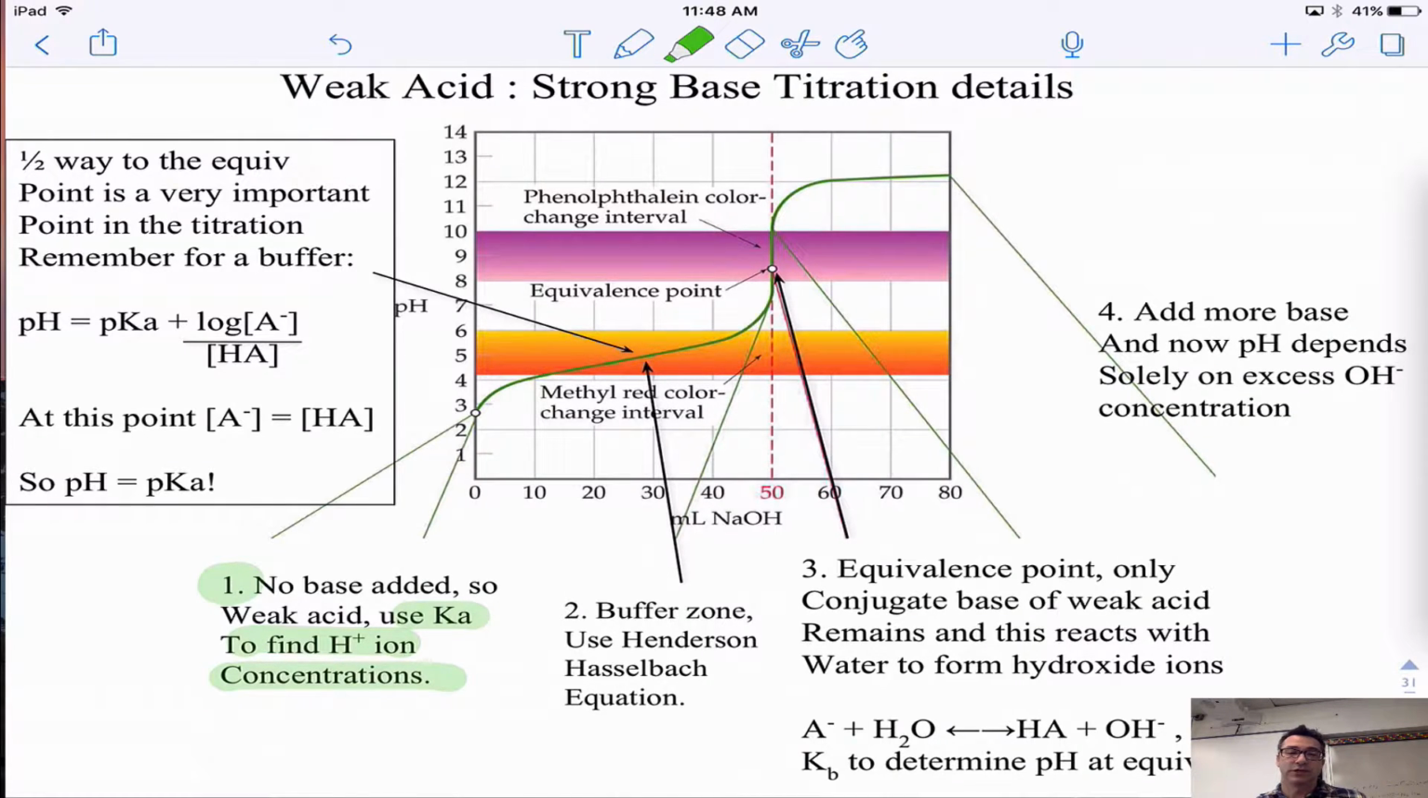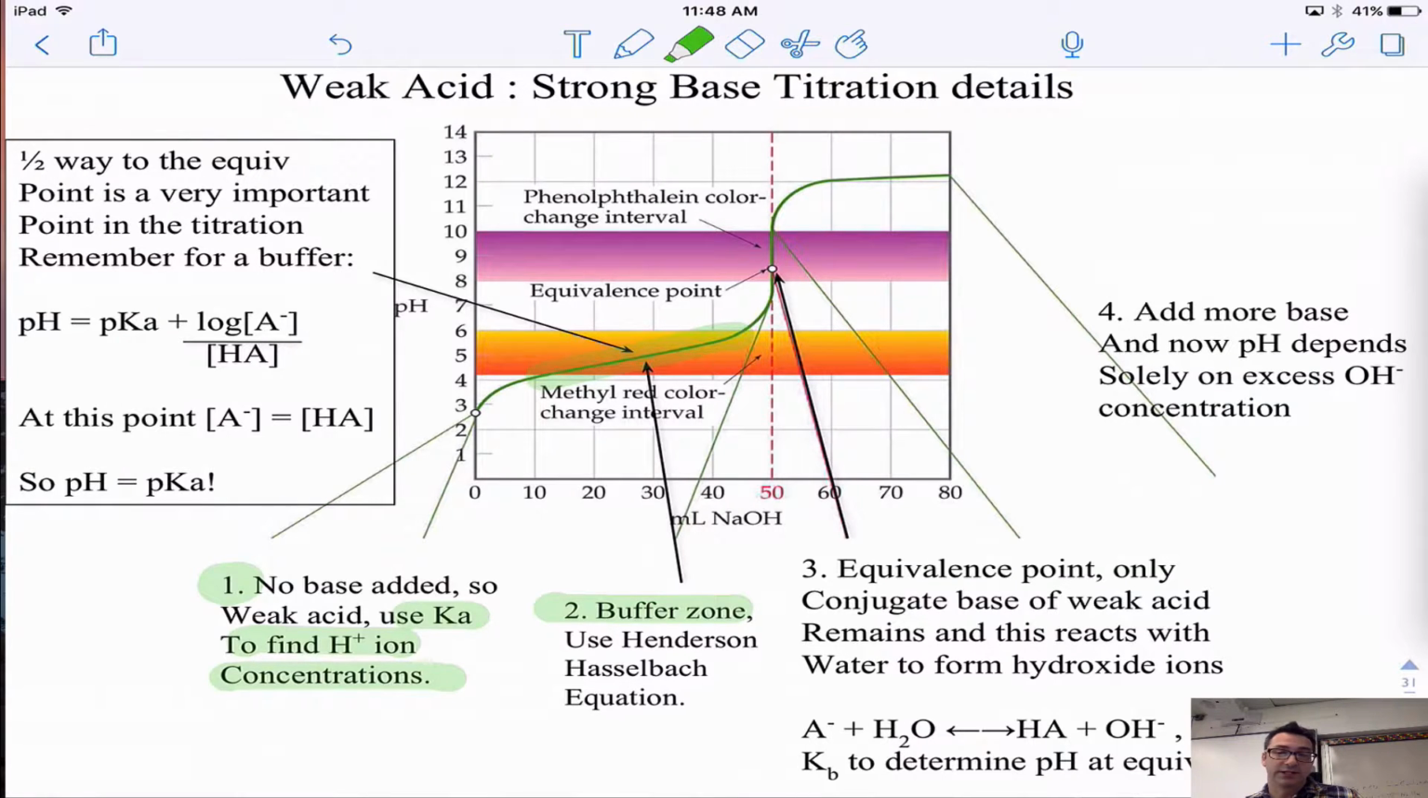The next situation is one in which we've added some base. When we've added some of the base to the acid, we reach this part over here, and this is our buffer zone. This is the point where we have a buffer that has formed because we have added some base, and there is some of the original acid and some of the conjugate base there. So we have a buffer, and we can use Henderson-Hasselbalch.